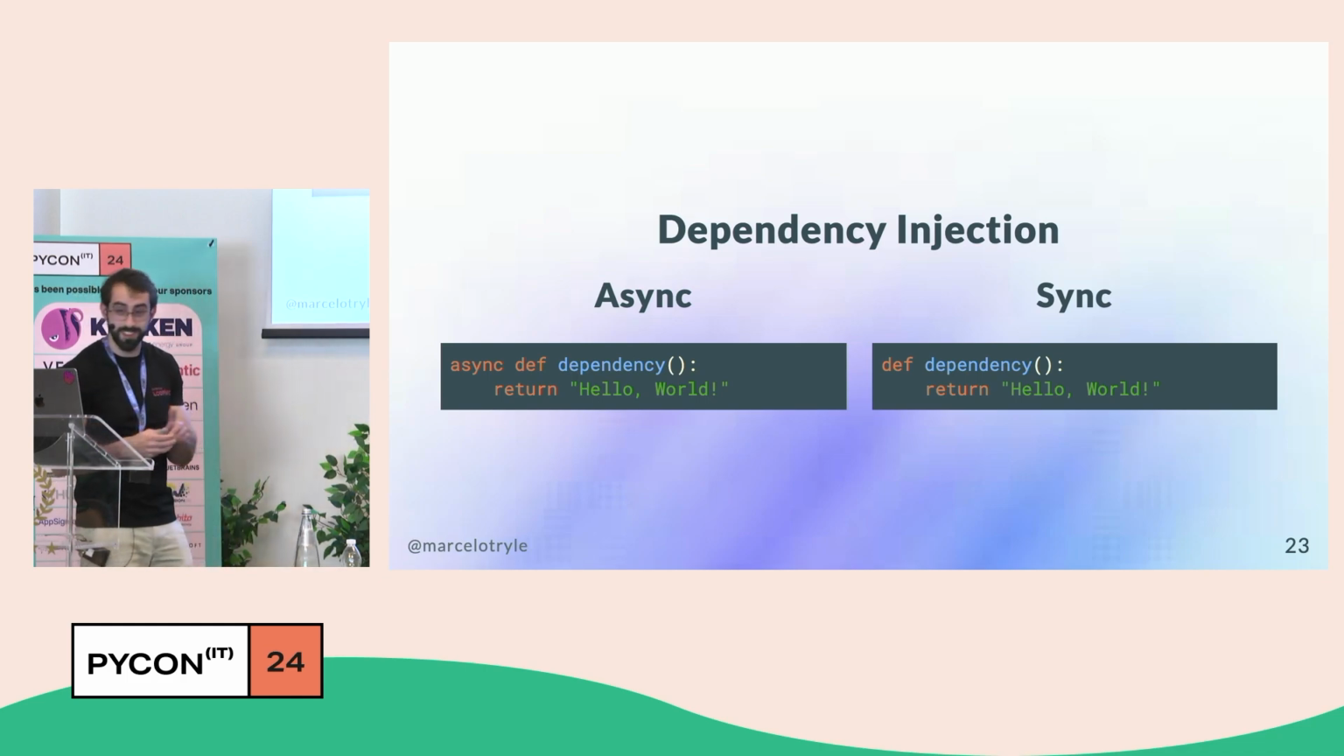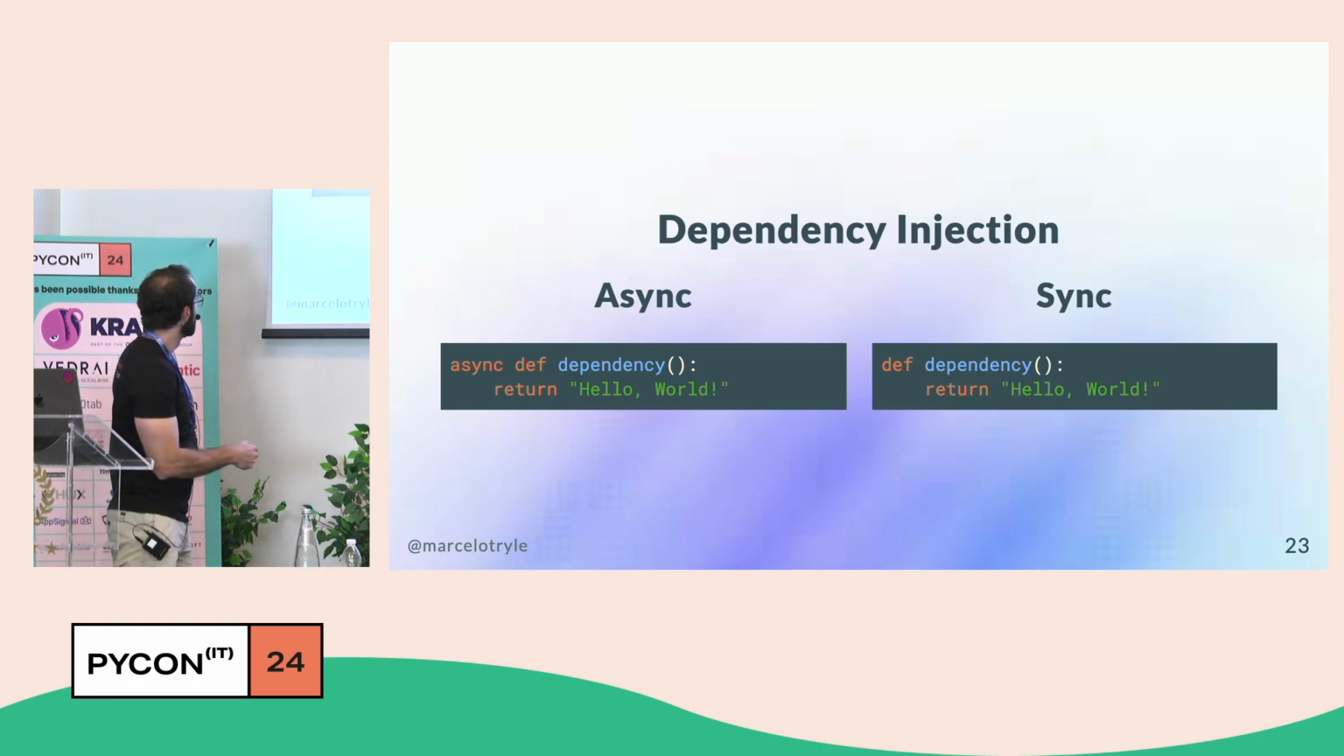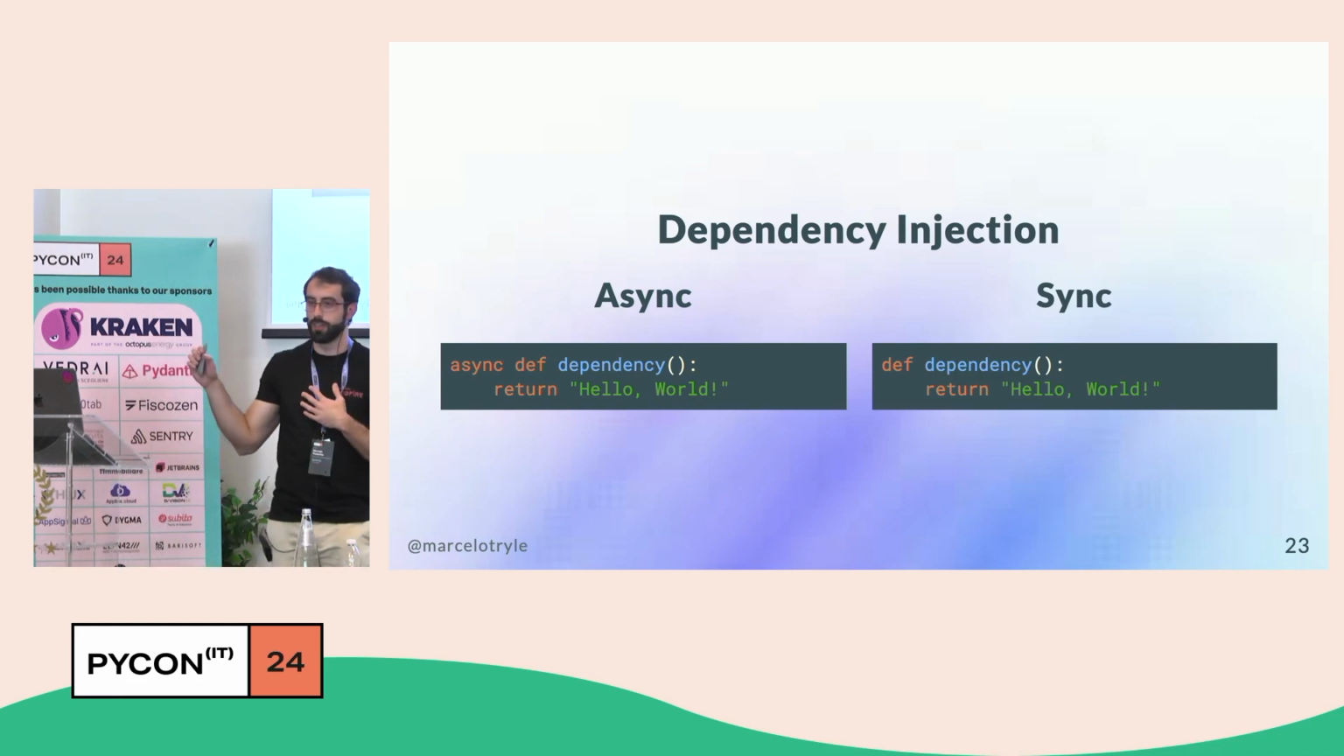So lucky you. I have async and sync dependencies. Async and def sync. Which one do you think I should use, the one on the right? Raise your hands.